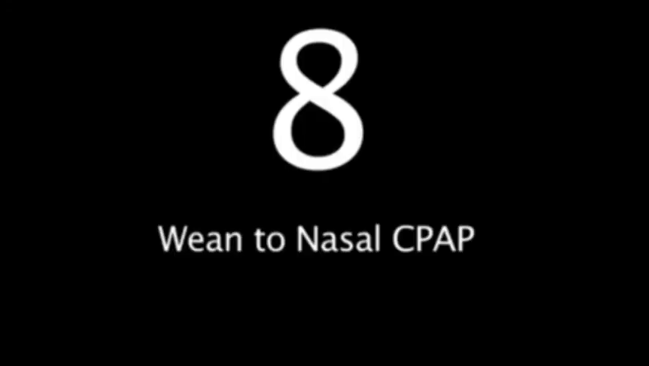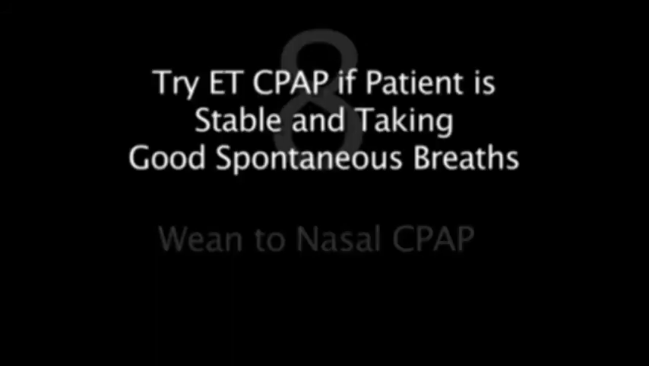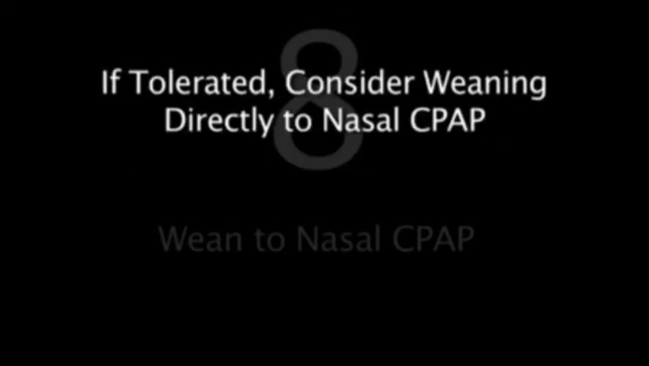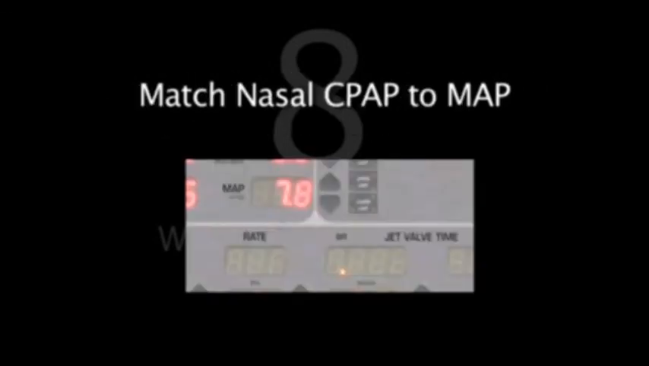Eighth, wean to nasal CPAP. If the patient is stable on low LifePulse and background CV settings, and the patient is breathing on his own, try the patient on ET CPAP. If tolerated, you may want to extubate the patient directly to nasal CPAP. And remember to match the nasal CPAP at the mean airway pressure the patient was on at the point that you weaned.